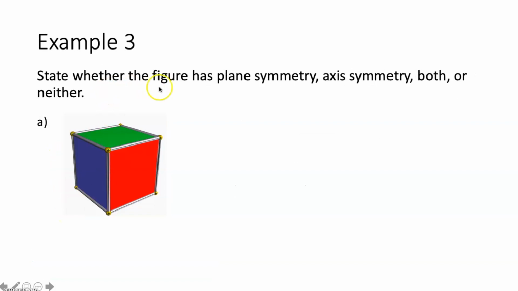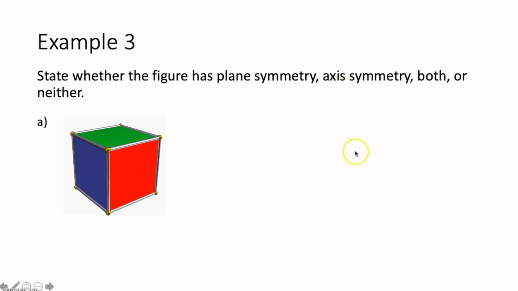Now, example 3 says, state whether the figure has plane symmetry, axis symmetry, both, or neither. So, this figure right here, this is a cube. Does it have plane symmetry? Is there somewhere where I could chop this in half with a plane and get the exact same shape on both sides? Yeah, you could chop it down the middle here, you chop it down the middle here, you could chop it diagonally, and yes, it would have plane symmetry.